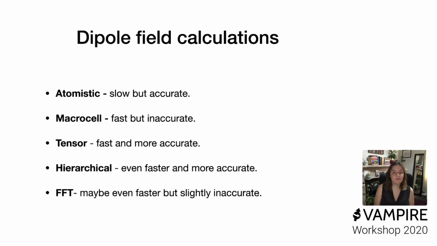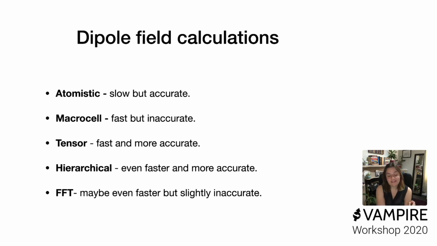So, how do we calculate the dipole fields? In Vampire we have 3 methods which are already implemented and 2 methods which are very nearly implemented. The first is the atomistic calculation. This is calculating the interaction of every atom with every other atom in the system. This is very, very accurate, but also very slow because it's an n squared calculation.